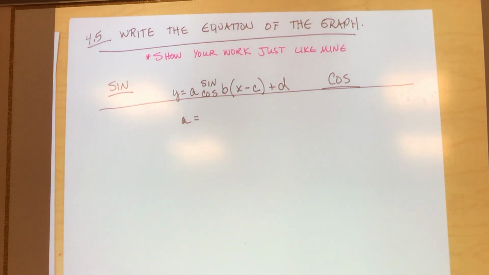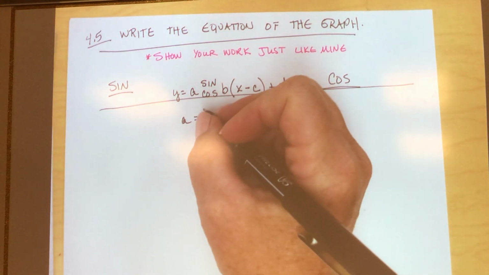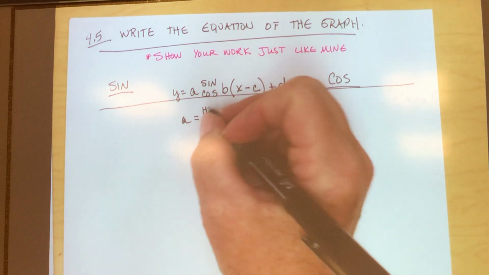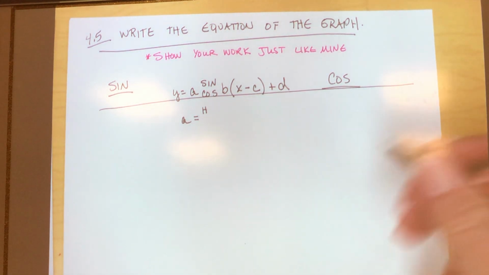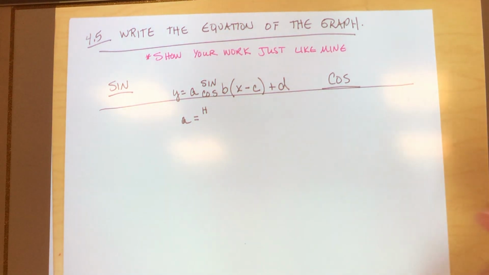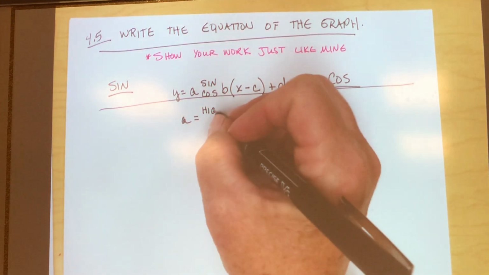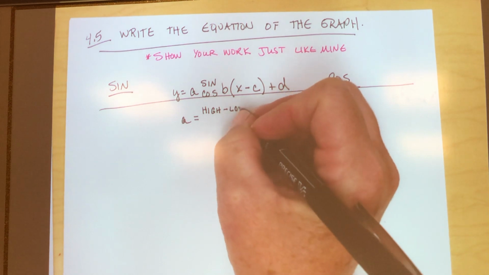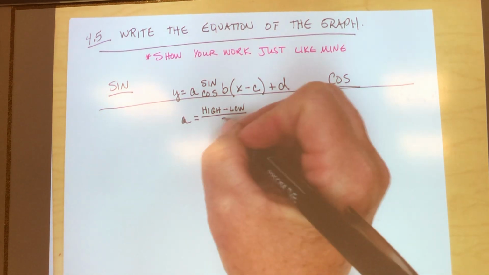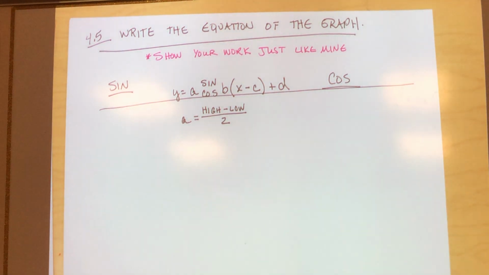Instead of using the words max and min, I'm going to use high and low. But it's the same thing. And if you like the word max and min, you're more than welcome to use it. They're your notes, people. Use what your brain thinks. So my brain goes high minus the low over 2. That is my amplitude.